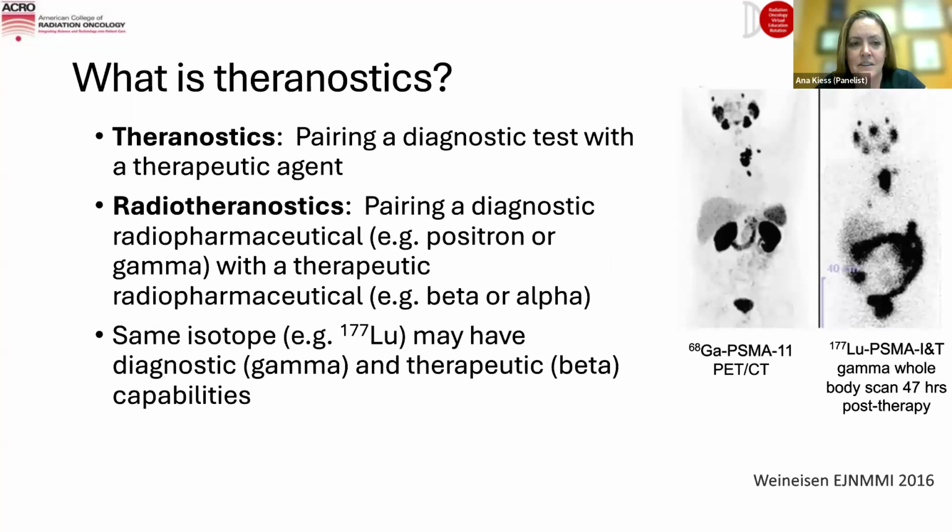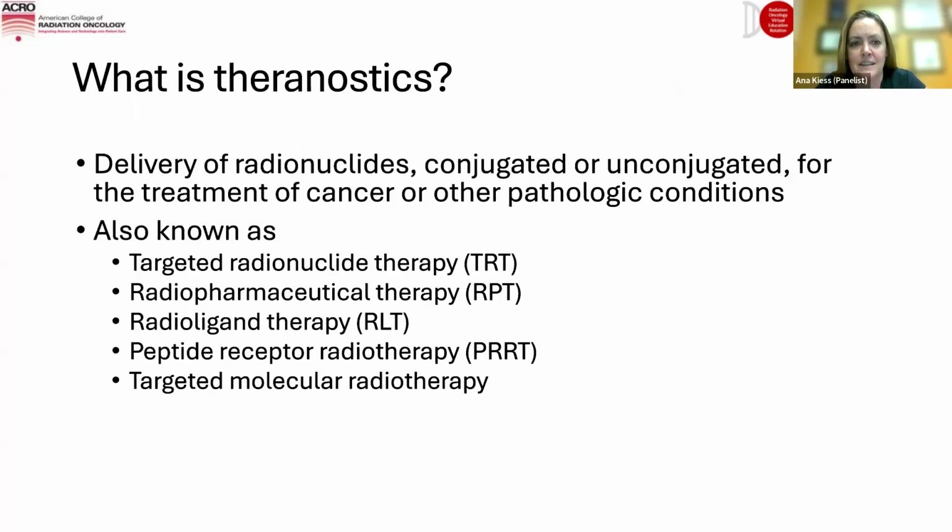So what is theranostics? Theranostics combines therapeutic with diagnostics. So it's the pairing of a diagnostic agent with the therapeutic agent, and typically the therapeutic isotopes are beta emitters or alpha emitters, and the diagnostic isotopes are usually putting off gamma emissions or positron emissions for SPECT or PET. And then some of the isotopes, like lutetium-177, are both diagnostic and therapeutic, so you can see them on a SPECT scan, and they emit beta particles for therapy.